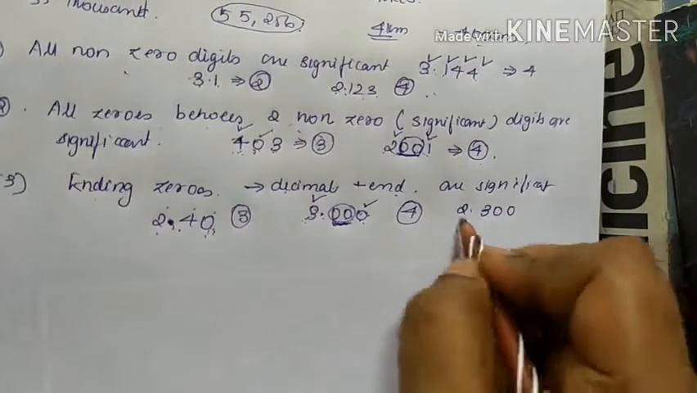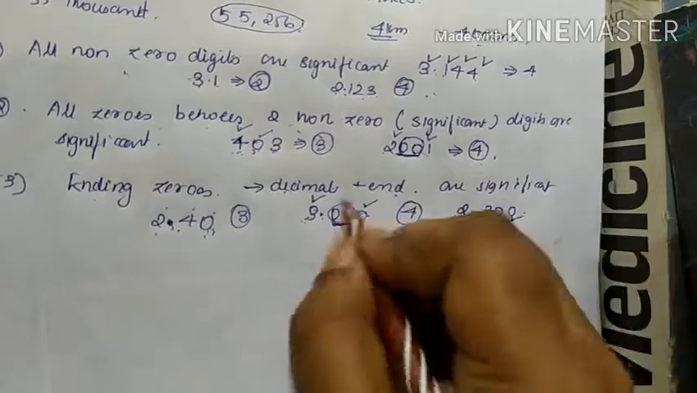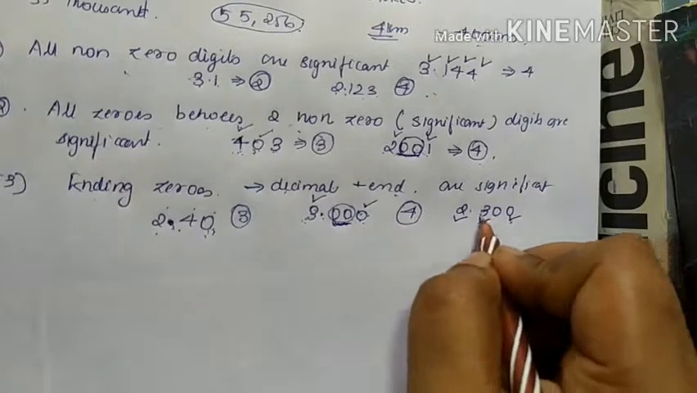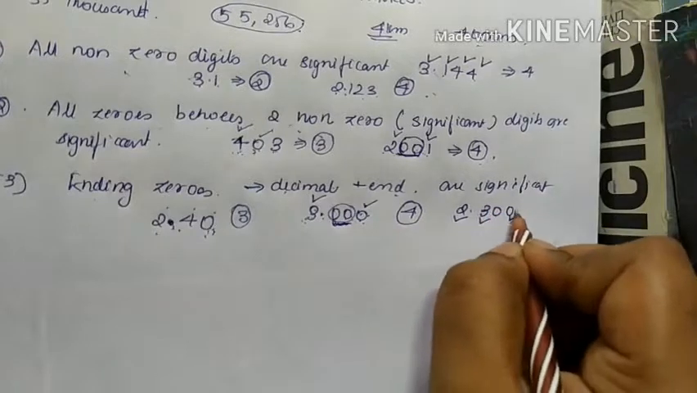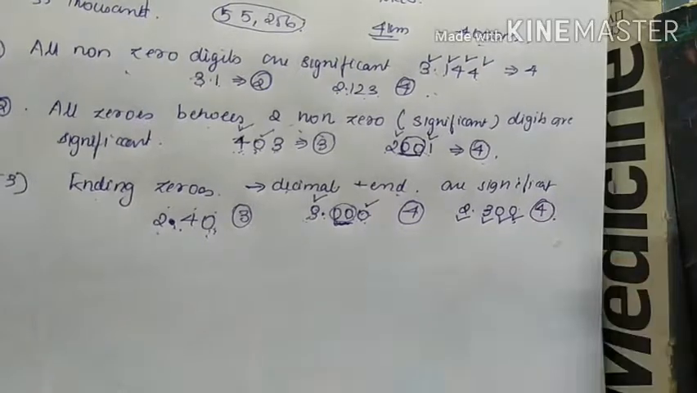Now similarly, let's take 2.300. 2 is significant, 3 is significant, and this last 0, the ending 0 after the decimal, is significant. And then this 0 is between two significant figures, 3 and 0, so this is also significant. So again, 4 significant figures.